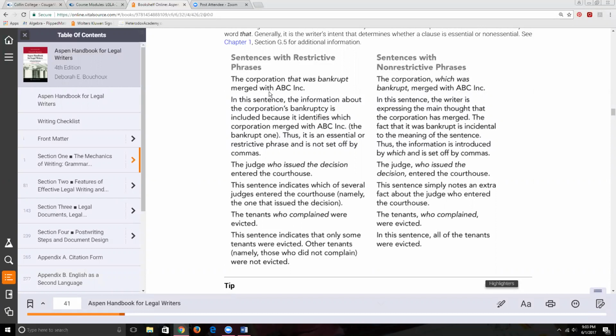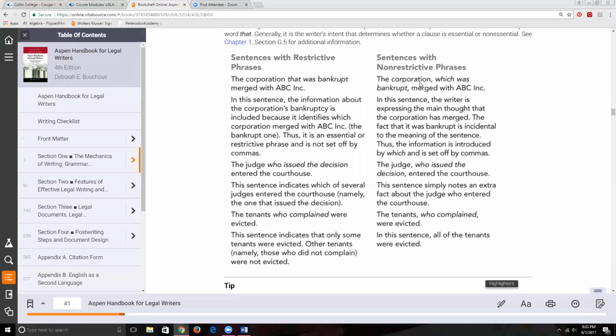So in that situation, we're restricting our data. We're not talking about all 4. We're talking about just that one, and we're telling you which one it is. So because it's restrictive, we're not putting it in commas, and we're using that. Let's look at the next example, which is very similar.